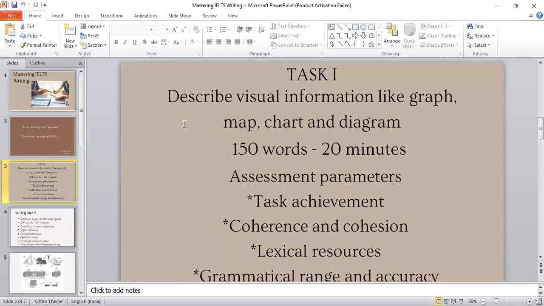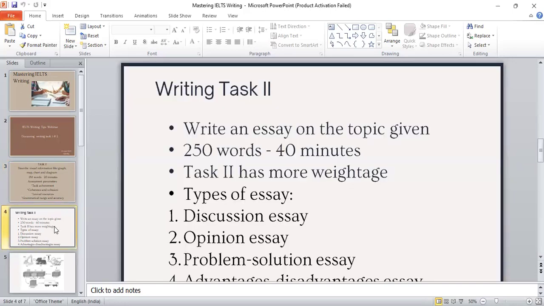Coming to the second task, it is of 250 words, and the rest of the 40 minutes is given to writing task 2, which means it has more weightage than task 1. You have to write 250 words within 40 minutes. If writing task 1 was to describe visual information given in the question, in writing task 2, you have to write an essay on the topic given.